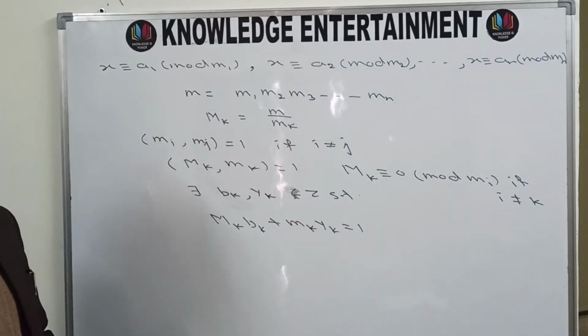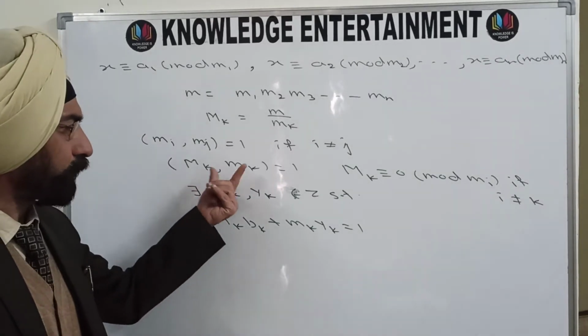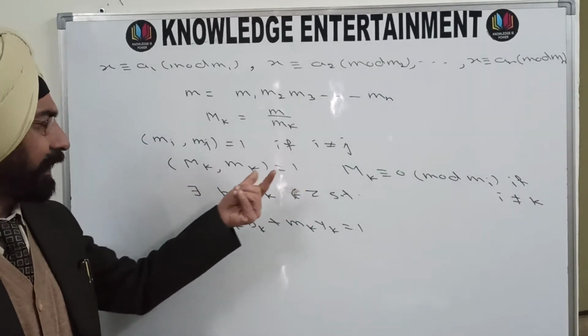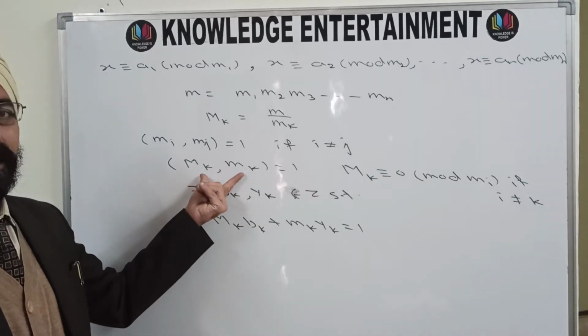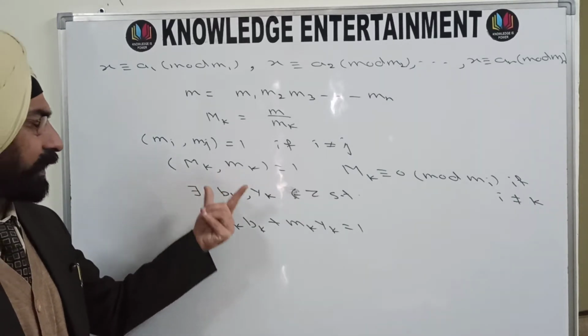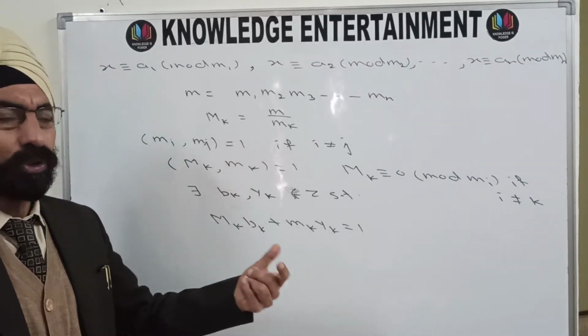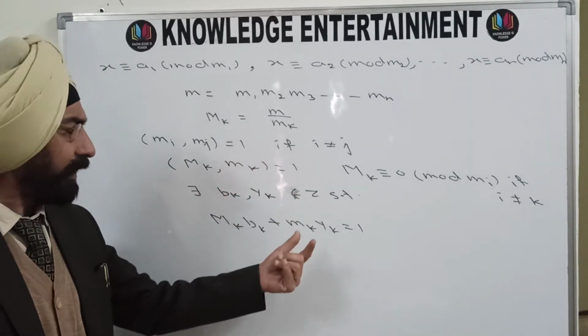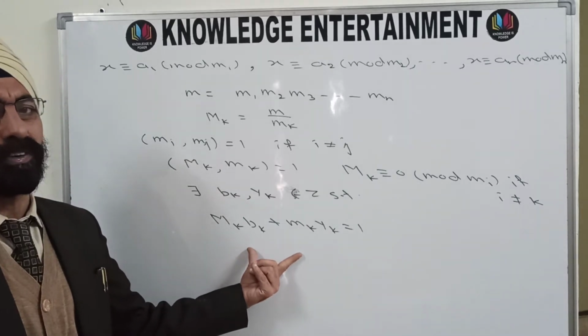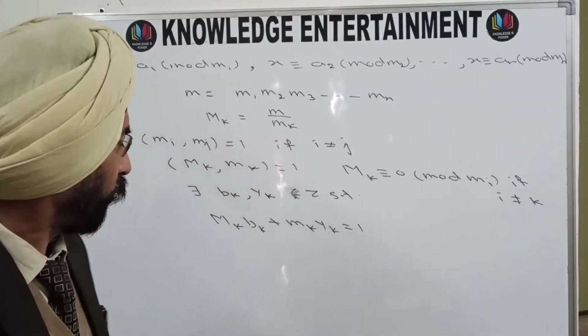Why? Because you know that if GCD of two numbers is d, then there is a linear combination of these two integers which gives the result equal to the greatest common divisor. So if GCD of a and b is 1, then definitely there will be a linear combination of a and b which will be equal to 1.